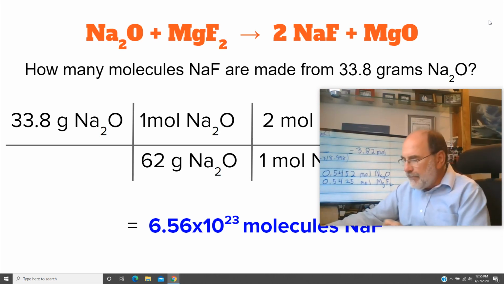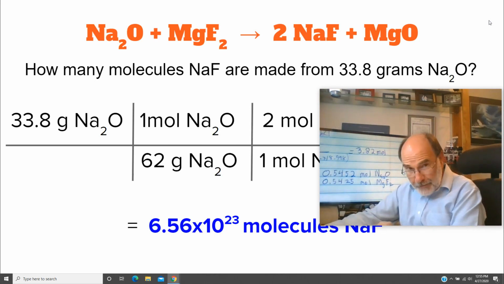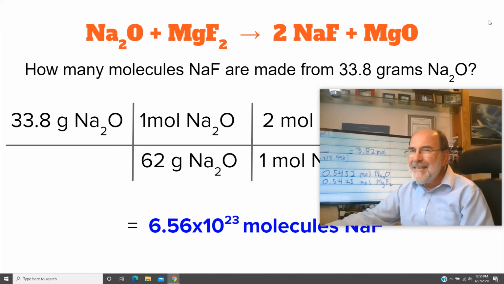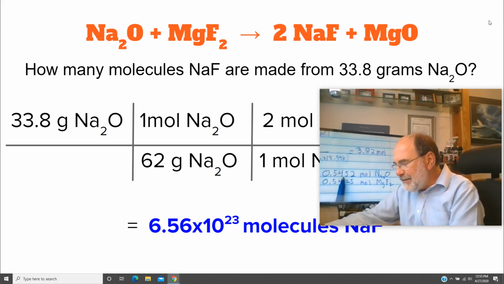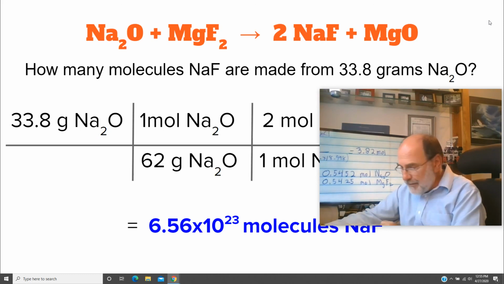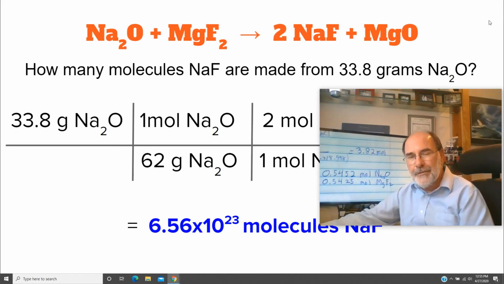Wow, these two values are so close to each other that if I had just done this approximately in my head, I'd be skeptical and say, well, I better check it a little bit more carefully. So there's still a difference. They're not the same number. It says 0.5452 moles of sodium oxide, 0.5425 moles of magnesium fluoride. So again, I put the question to you, which one of these is a limiting reactant? Which one of these is the excess reactant?